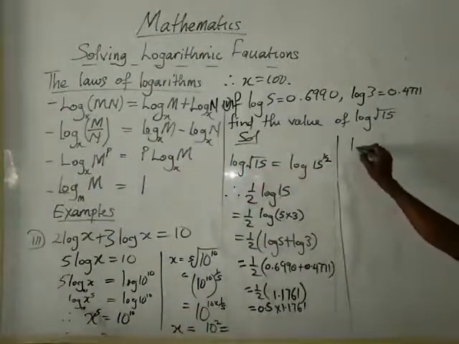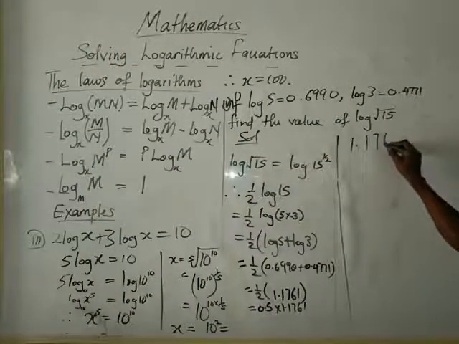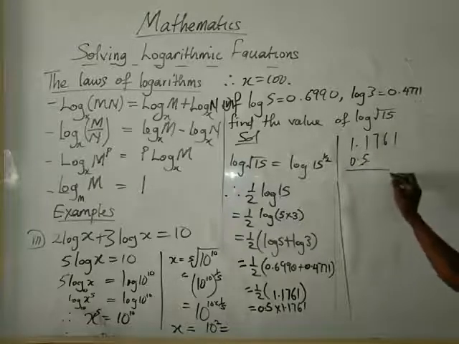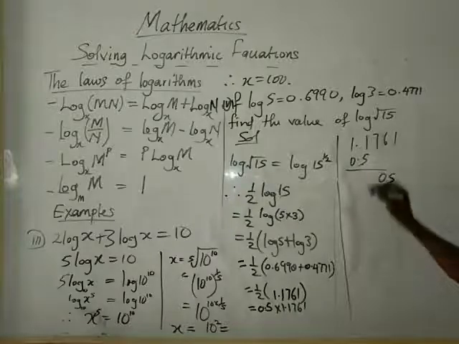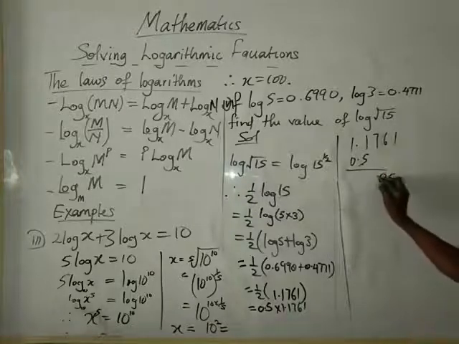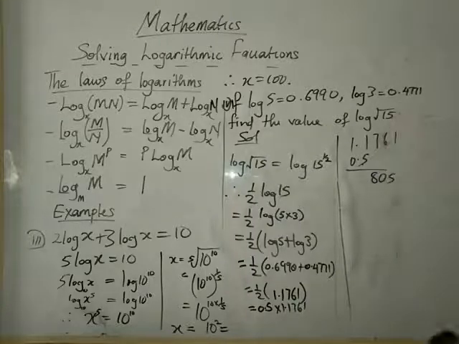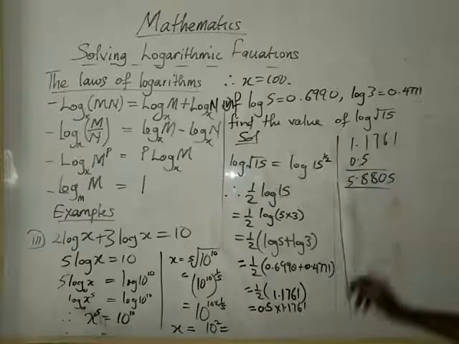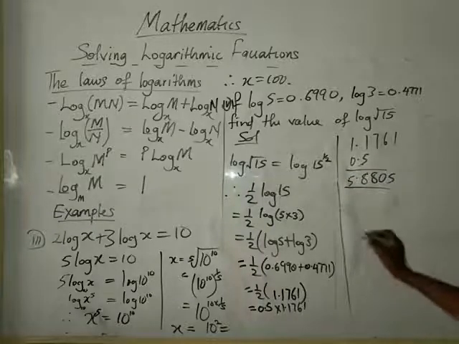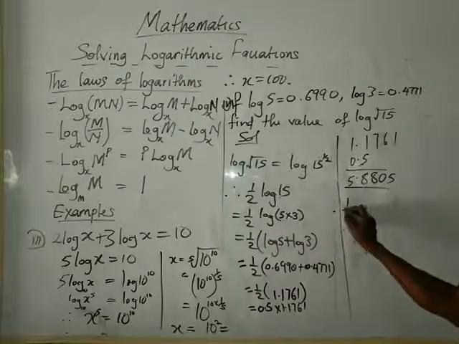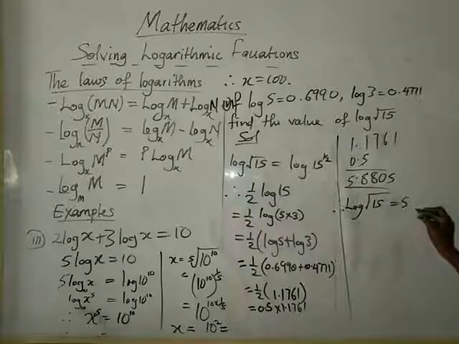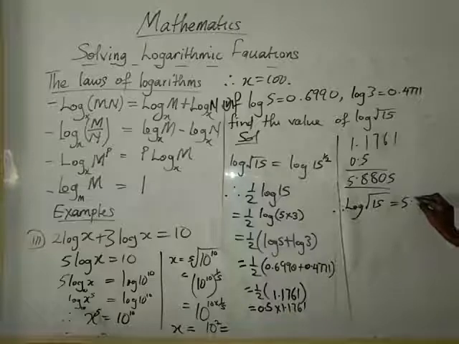So from here, I can re-explain this as 1.1761 times 0.5. So 5 times 1, 5. 5 times 6, 30, remainder 3. 5 times 7, 35 plus that 3, giving me 38, remainder 3. 5 times 1 is still 5 plus that 3, 8 again, dot, 5 times 1, 5. Meaning my log root 15 will give me 5.8.